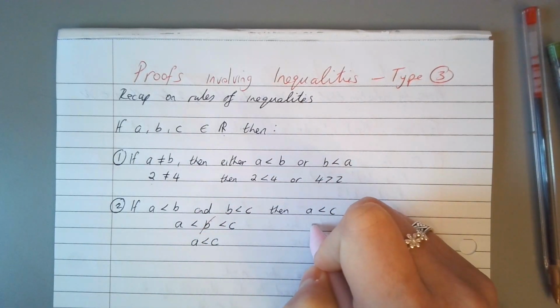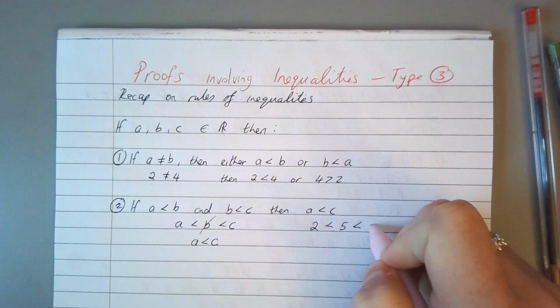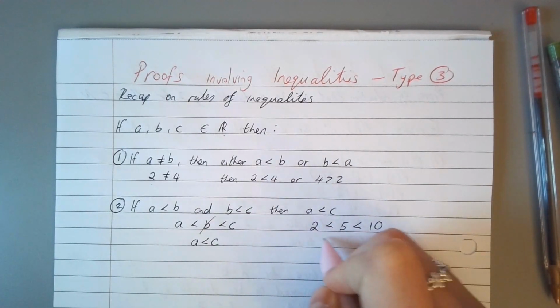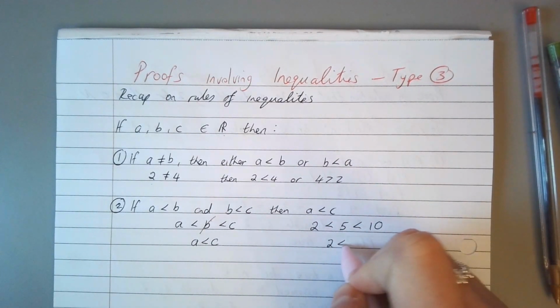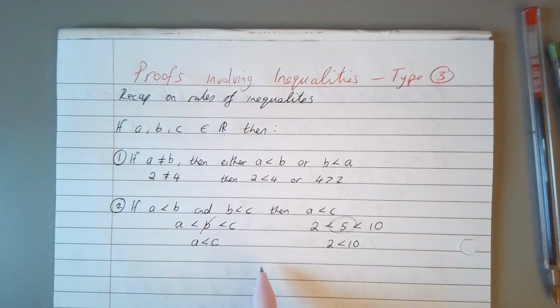Or if we said 2 is less than 5 is less than 10, then because of this, 2 is less than 10 as well. So we don't have to have the middle number in this rule.